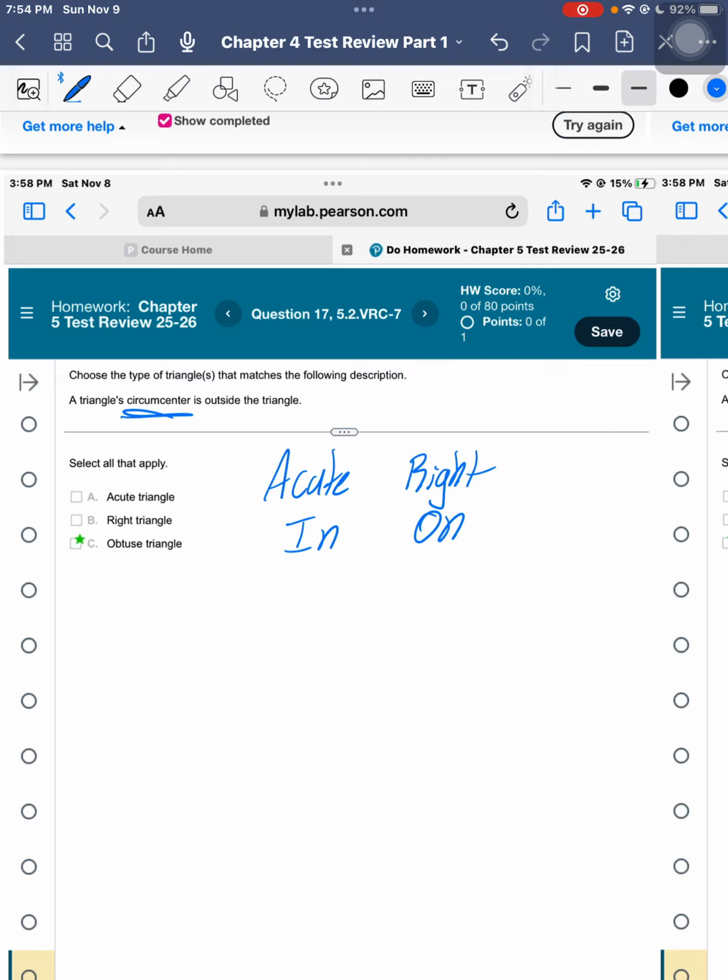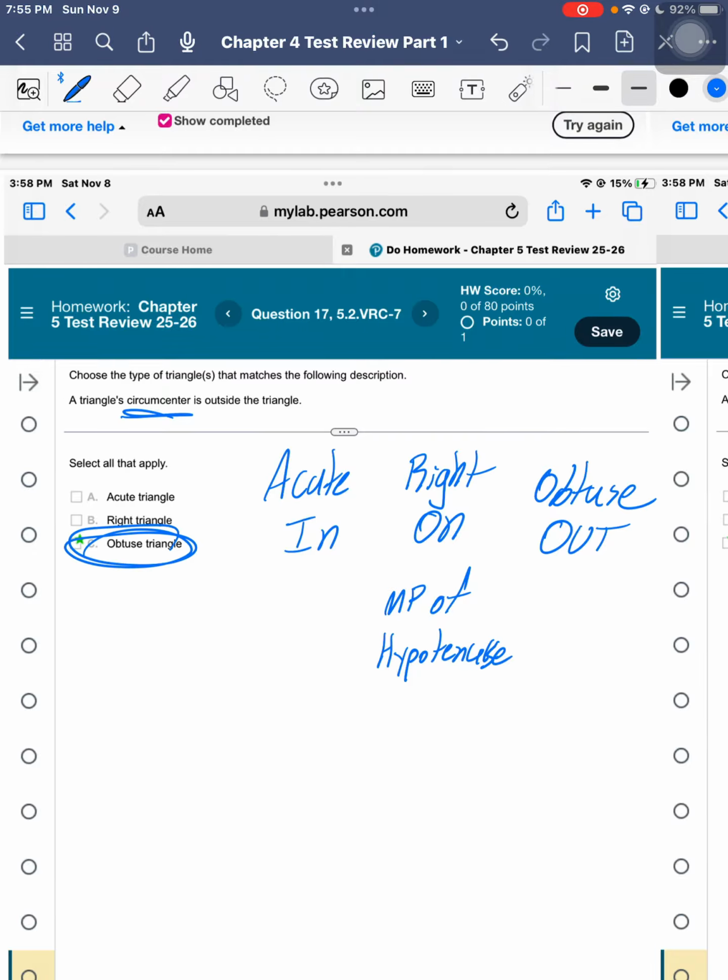Where specifically is that circumcenter in a right triangle? In the midpoint of your hypotenuse. And when your circumcenter is outside of your triangle, that triangle is an obtuse triangle. So, obtuse.